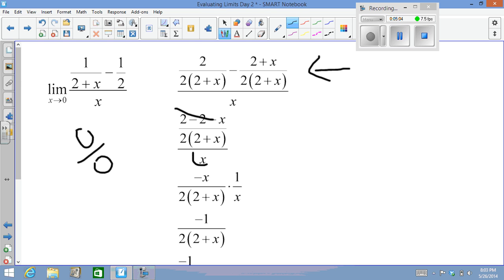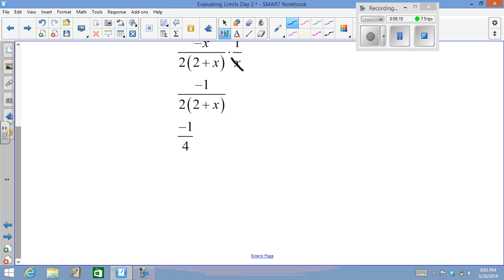I can flip the bottom fraction there to make it 1 over x. The x's cancel out, and I'm left with negative 1 over 2 times the quantity of 2 plus x, which then I can do my direct substitution, and I'm left with negative 1/4 as my limit.